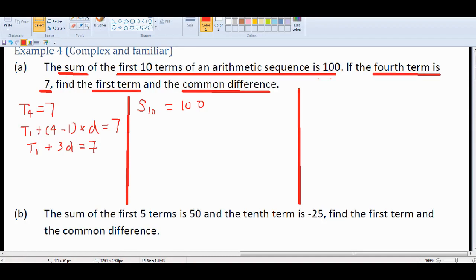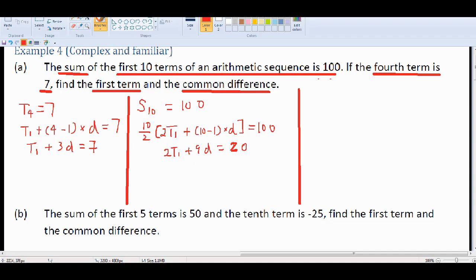Okay, so let's say we have S10 equals 100, right? So use our rule for series. We have 10 divided by 2 times (2 T1, which is unknown, plus (10 minus 1) times the common difference) equals 100. Okay, so let's simplify the things in the bracket. It becomes 2T1 plus 9D. So how about 10 divided by 2? That's 5, right? So when you move that 5 to the other side, 100 divided by 5 becomes 20. Okay, so can we solve this one? No, because we still have two unknowns.